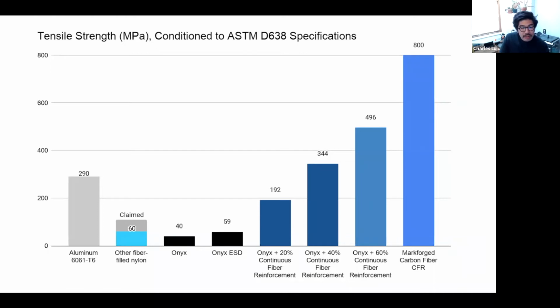Dimensional tolerances. Can you machine the parts afterwards? I think we're looking on the order of 250 microns for the desktop machines. We actually have very specific guidance. The error scales with the size of the part. So at the low end, it's plus or minus 250 microns, and then as you go up the scale, that's going to grow a little bit, on the order of 0.2%.